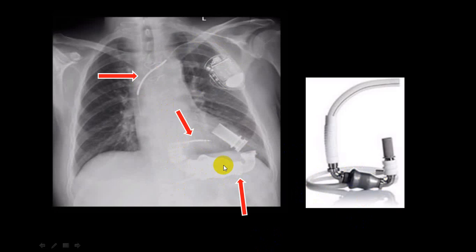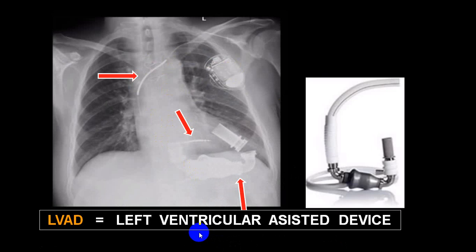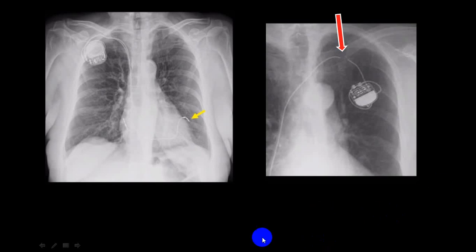This is an LV assist device. This will carry the blood from the LV and will inject into the aorta. So this is for left ventricular failure, in congestive heart failure, to help the ventricle to have a good systolic output, cardiac output. This is a left ventricular assist device, and this is an implantable cardiac device, or we call it an implantable cardiac defibrillator, ICD. Yes, these are the things you can identify sometimes.